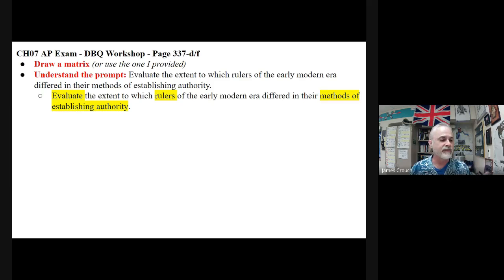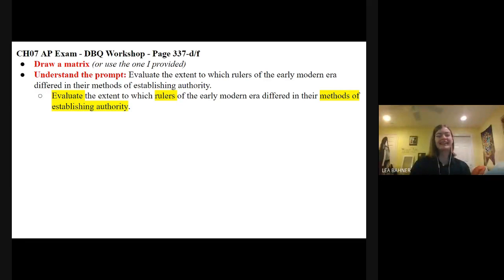Let me see what else. Somebody else evaluate Caitlin's response. No, you can't give a thumbs up. You have to say it verbally. You guys do have voices, right? This is a voice check. Yes. Great response, Caitlin.